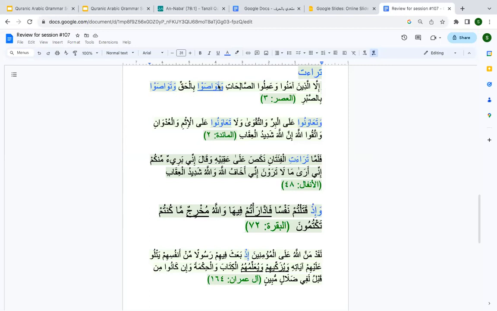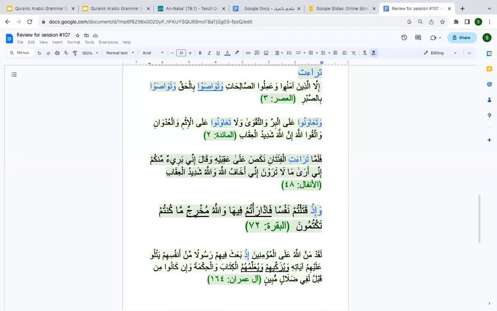This ta is not the sign of mudare. This is a sign of word structure. So illa alladhina amanu past tense, wa amilu past tense, wa tawasaw, except those who believed and did righteous deeds and they enjoin each other to truth and they enjoin each other to sabr. Easy? Yes or no?